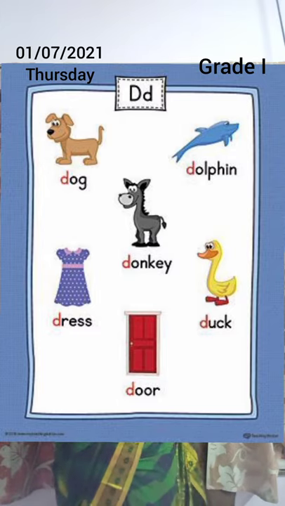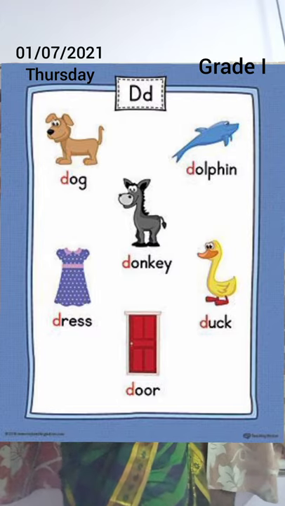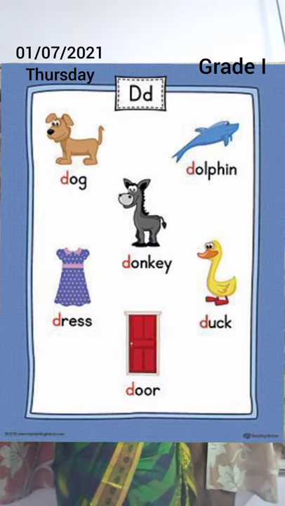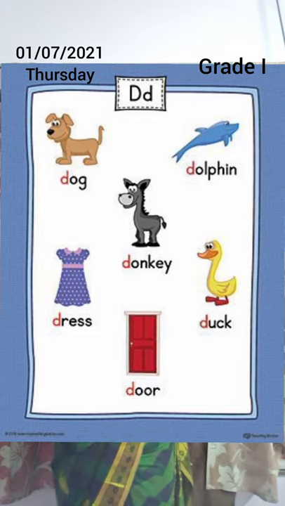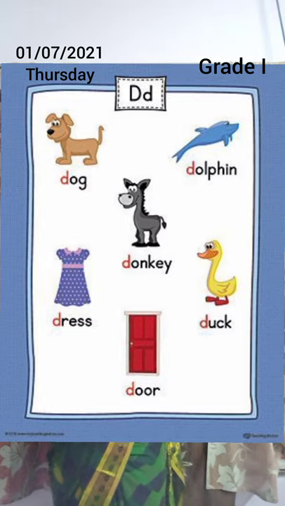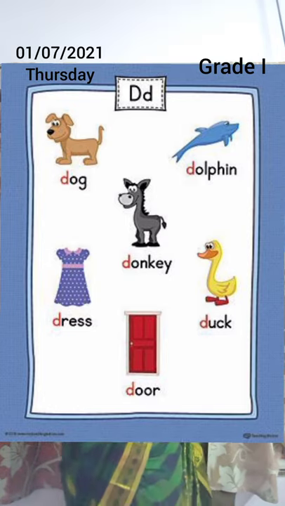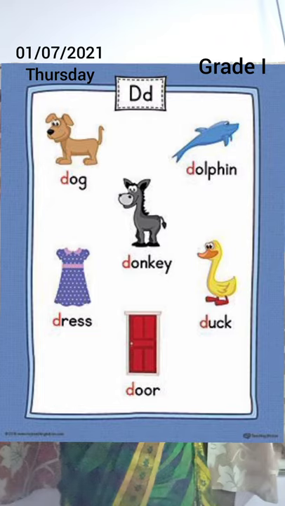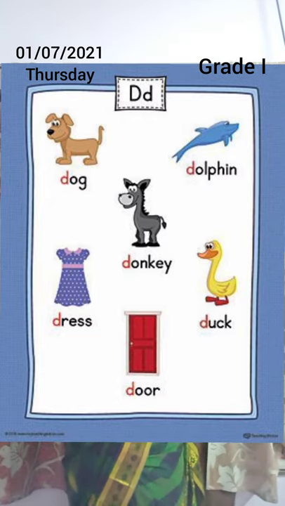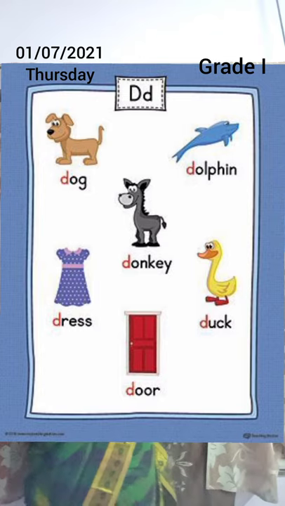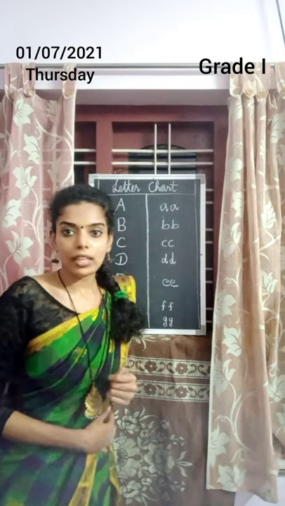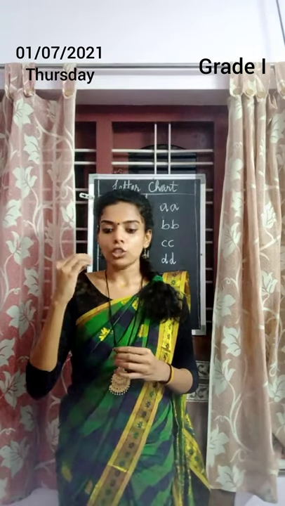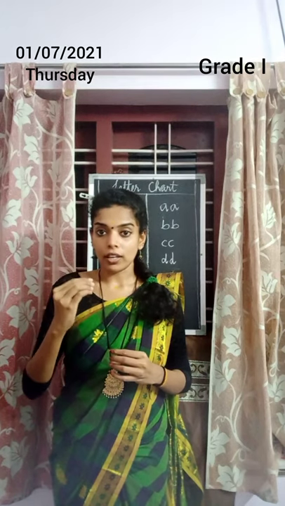Dolphin. Dress. D-R-E-S-S. Dress. Donkey. D-O-N-K-E-Y. Donkey. Duck. D-U-C-K. Duck. Door. D-O-O-R. Door. So, the fourth alphabet is D and the sound is D. So, the examples are dog, dolphin, dress, donkey, duck, door.